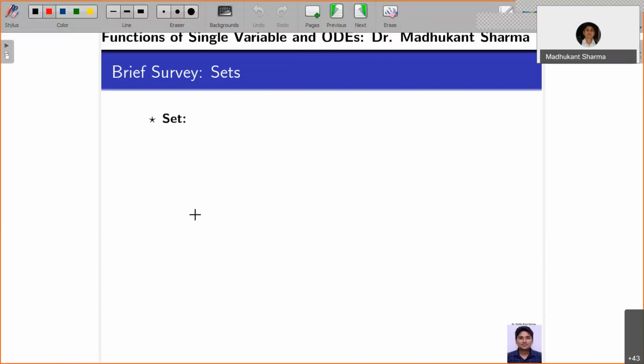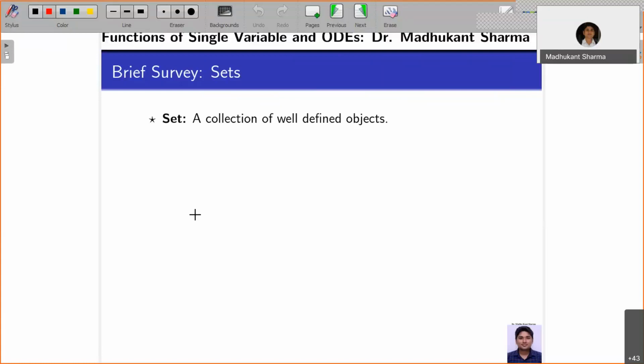Okay. So the very first thing I wish to go with is a brief survey on sets. So if you recall, what is a set? A set is a collection of well-defined objects. A collection of well-defined objects means that objects have some meaning, like set of integers, set of rational numbers, set of irrational numbers, set of real numbers, or you can say the collection of objects which are defined by some relations.